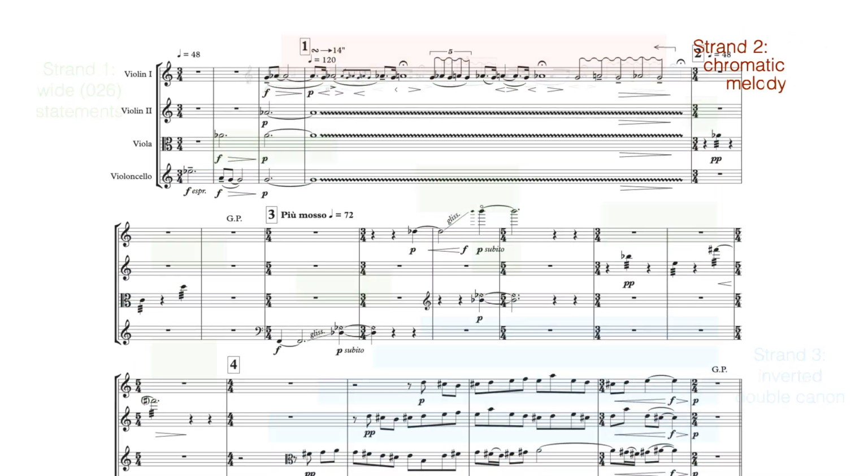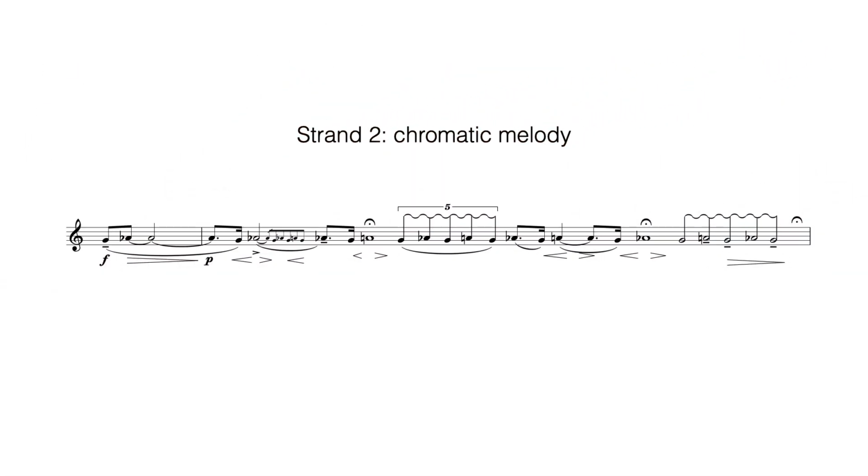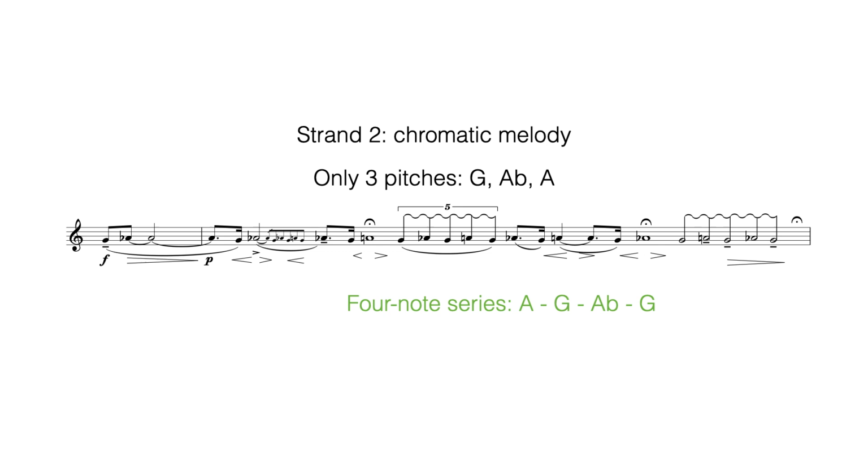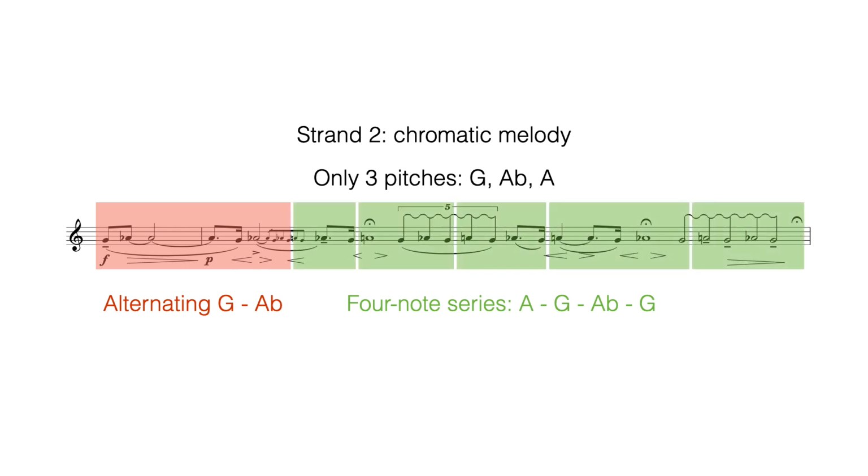The second strand, the chromatic melody, contains only three different pitches, G, A flat, and A, and presents them mostly in a fixed order as a recurring four-note series, A, G, A flat, G. Initially, an alternation of G and A flat. Then A, G, A flat, G 5 times.